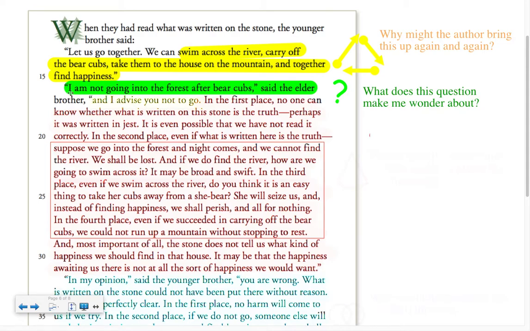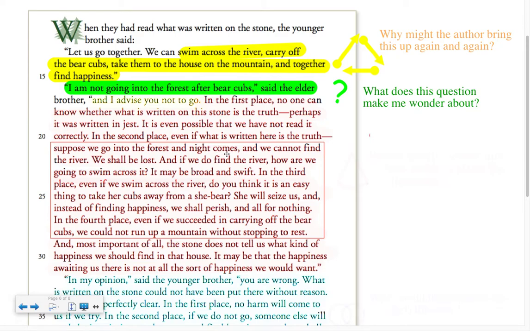So I'll reread from here. "I'm not going into the forest after bear cubs," said the elder brother, "and I advise you not to go. In the first place, no one can know whether what is written on this stone is the truth. Perhaps it was written in jest. It is even possible that we have not read it correctly.